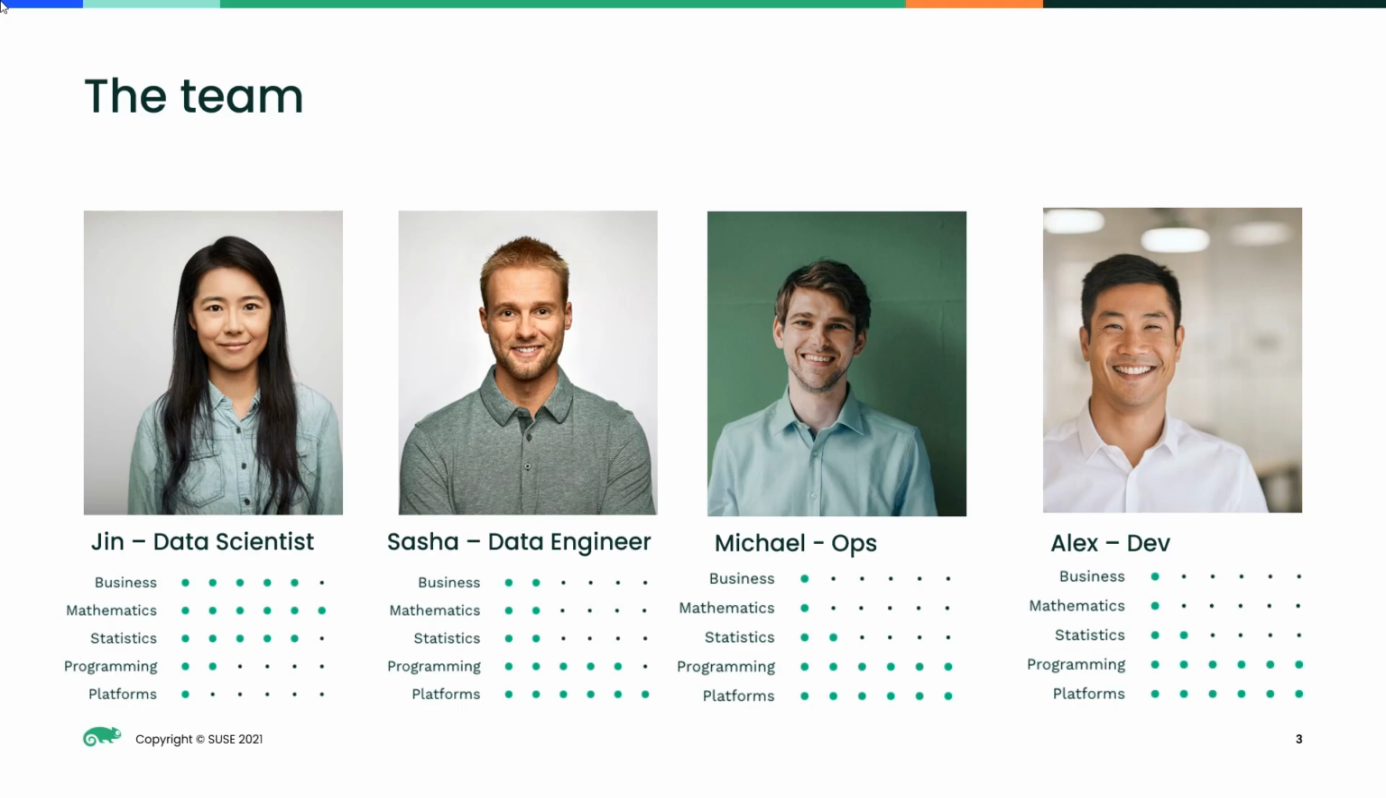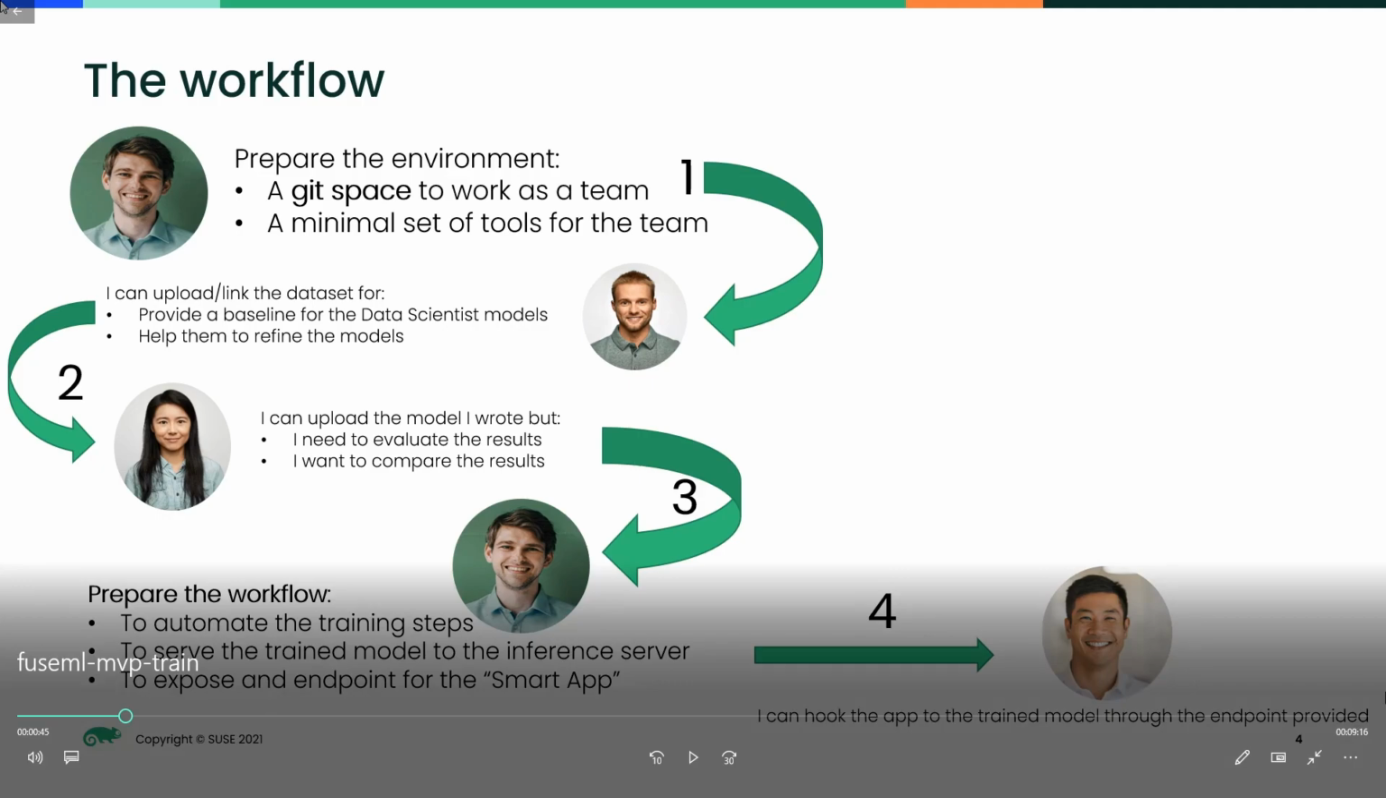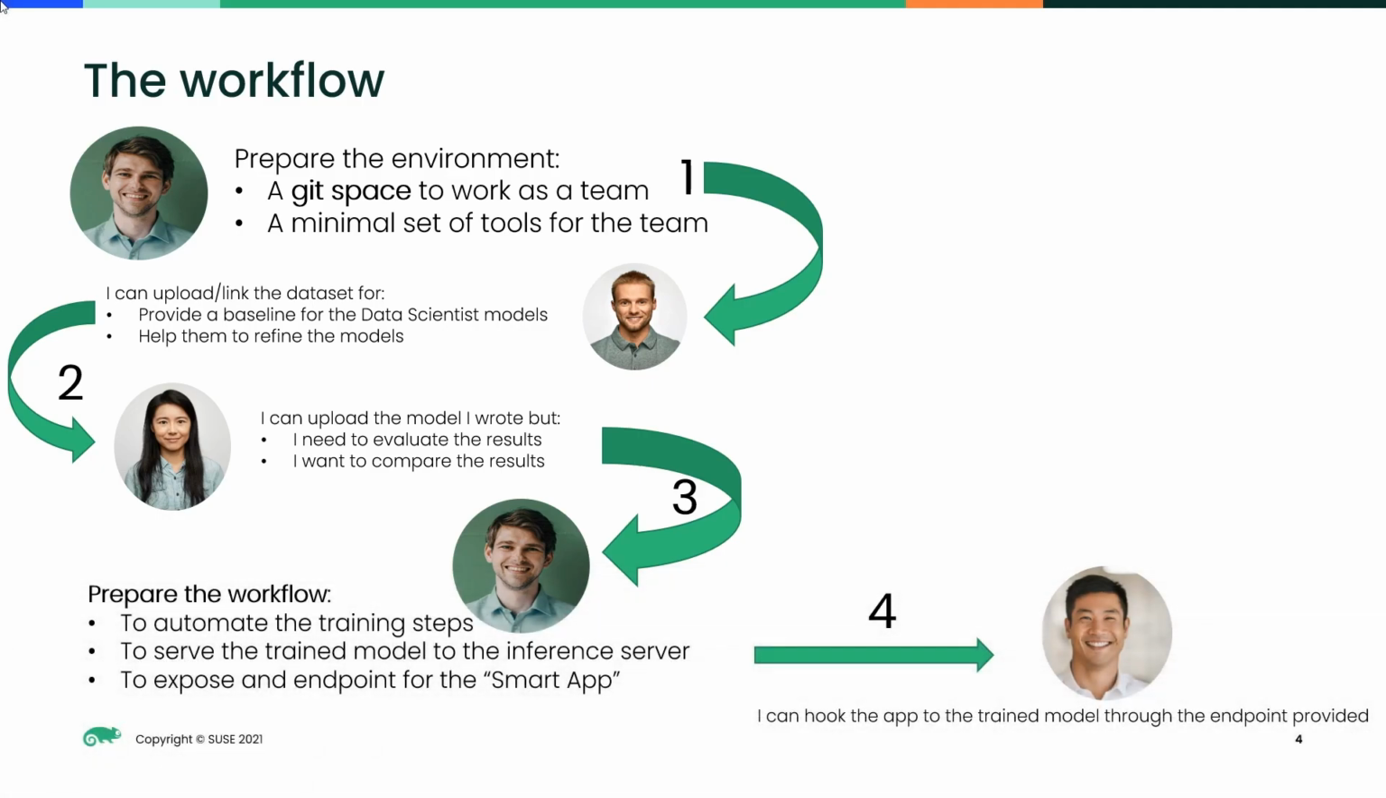They need to work all together to solve Winery Co.'s task. And in order to do so, they think about following a specific workflow. Sasha will be responsible to prepare the environment, a Git space to work as a team. A minimal set of tools should be installed by him. So there's a lot of manual effort and manual steps there. Sasha should link or upload the dataset, try to work out on the various versions of this dataset, and finally provide this as a baseline for the data scientist.